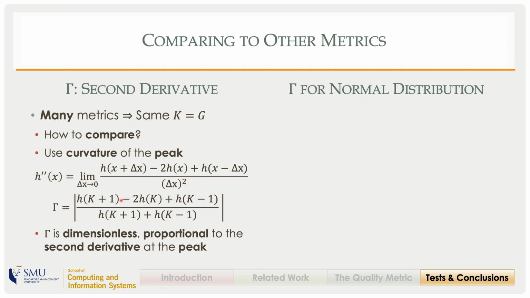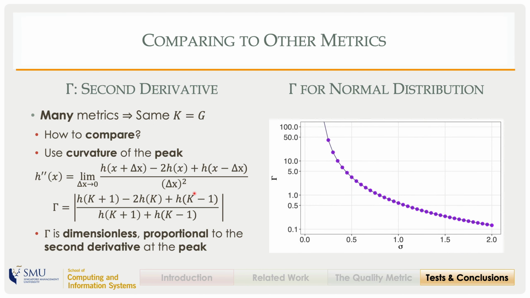In order to prove to you that it is actually a good measure, let's look at a normal distribution where we vary the standard deviation running from very close to 0 all the way to 2, and gamma on the y-axis, notice that is actually a logarithmic scale. We can see as we reduce sigma, which means as we make the peak better and better defined, the gamma shoots up.